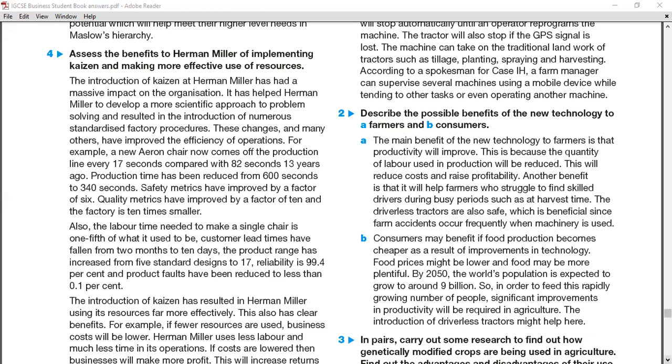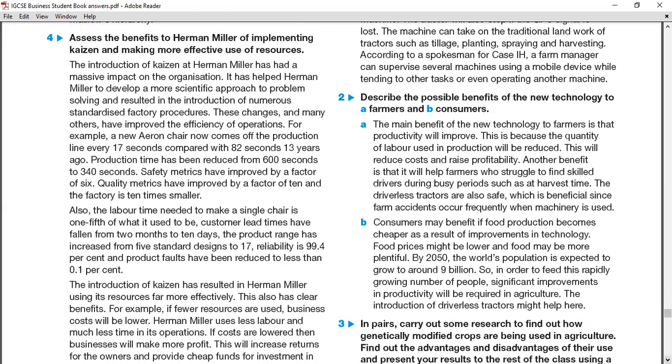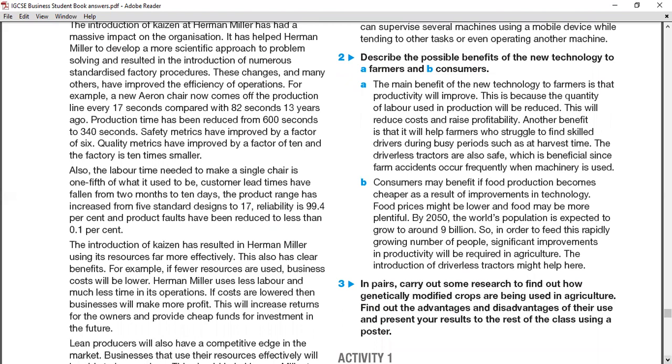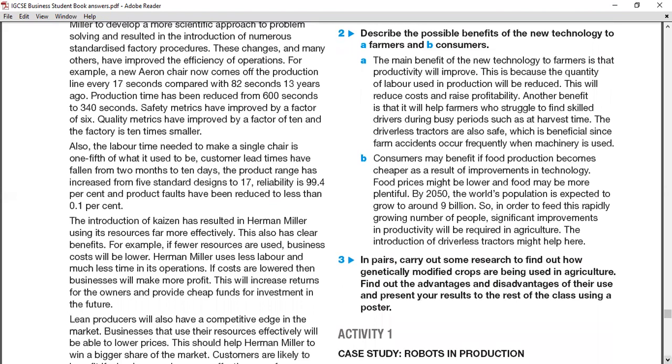Safety metrics have been improved by a factor of 6. Quality metrics have improved by a factor of 10, and the factory is 10 times smaller. Also, the labor time needed to make a single chair is 1/5 of what it used to be. Customer lead times have fallen from 2 months to 10 days. The product range has increased from 5 standard designs to 17. Reliability is 99.4% and product faults have reduced to less than 0.1%.